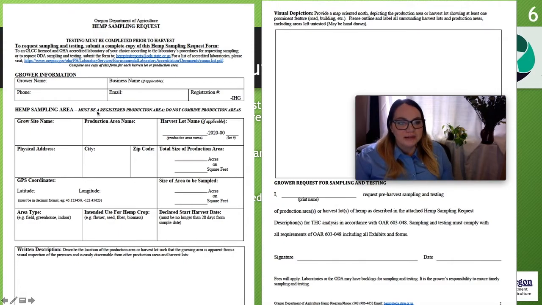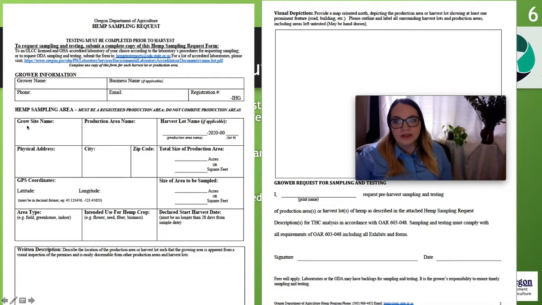As you look in the hemp sampling area, it must be a registered production area. And I said, do not combine production areas. Please do not let a grower combine their production areas for testing. So this really aligns with our application very well. We have a grow site name, a production area name, and a harvest lot name. The grow site, this whole section can kind of confuse people. So I hope to clarify it a little bit.